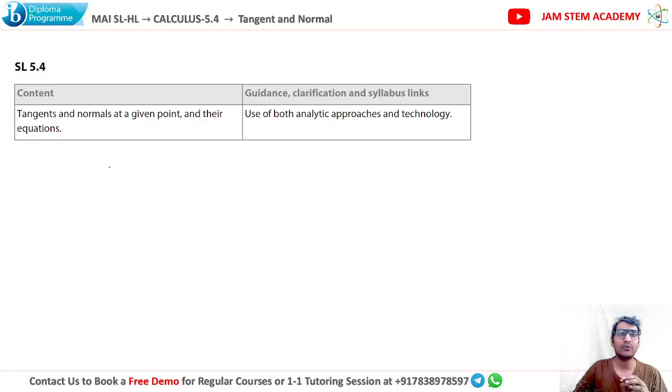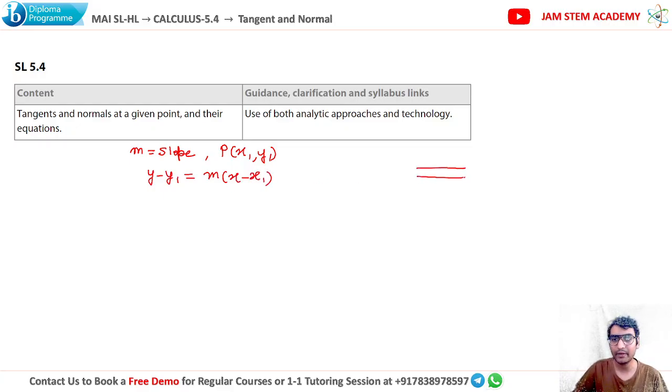So let me tell you how to find the equation of a line passing through a given point and having a given slope. M is the slope of a general line, and it is passing through a given point, say (x1, y1). Then the equation of that line is given by y minus y1 equals m times (x minus x1). Also, if two lines are parallel to each other and they have the slopes m1 and m2, then m1 must be equal to m2.